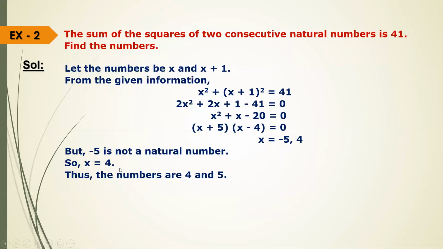Then the second number will be x plus 1, which means 4 plus 1, which is 5. So it is compulsory to write here that minus 5 is not a natural number. So neglecting this answer, we are accepting x equal to 4 as the first natural number. Now see the next example.